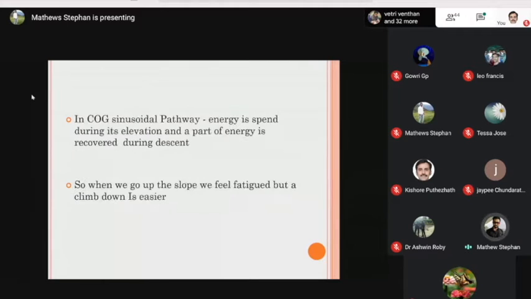In the center of gravity's sinusoidal pathway, energy is spent during its elevation and a part of the energy is recovered during descent. So when we go up a slope, we feel fatigued, but climbing down is easier. This is the reason. The energy is spent during elevation and a part of the energy is recovered during descent.